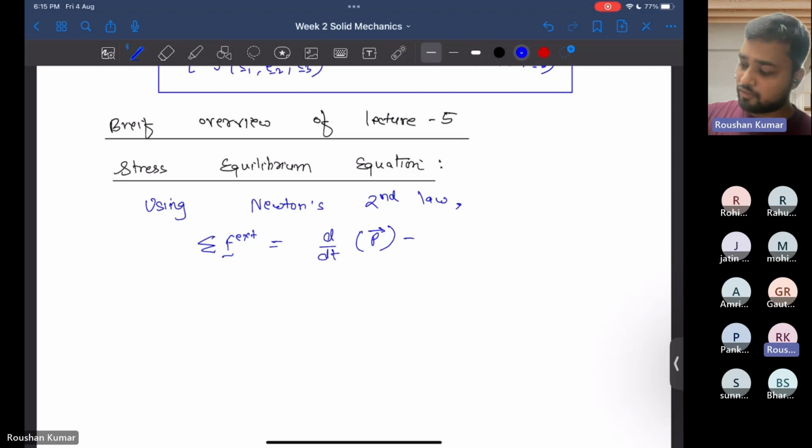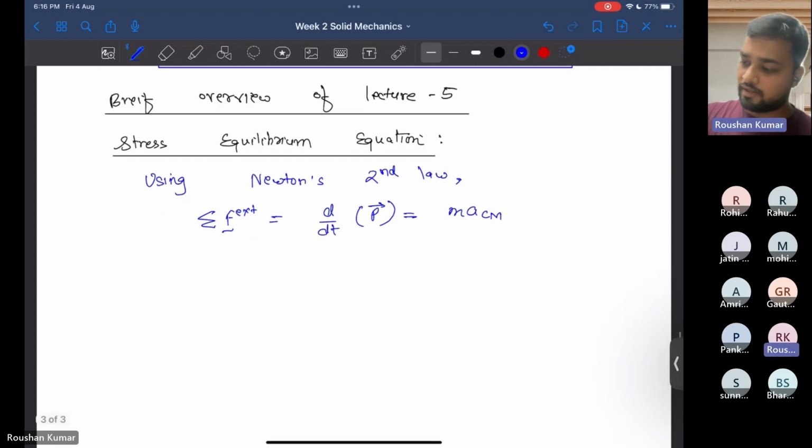The change in linear momentum is also given by mass into acceleration of the center of mass of the body. So if any system is moving, Newton's second law says that the summation over all the external forces is equal to the rate of change of linear momentum of the body. And here the external force contains 3 components. The first one is the traction component.